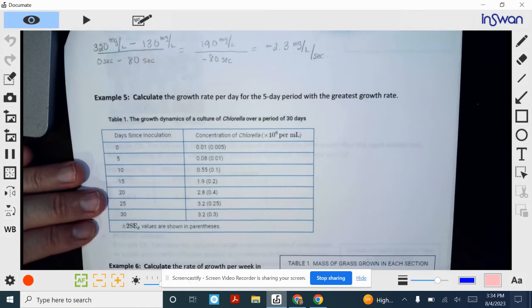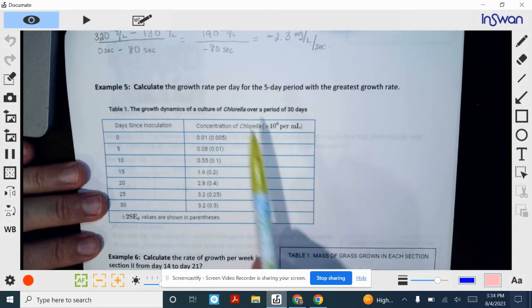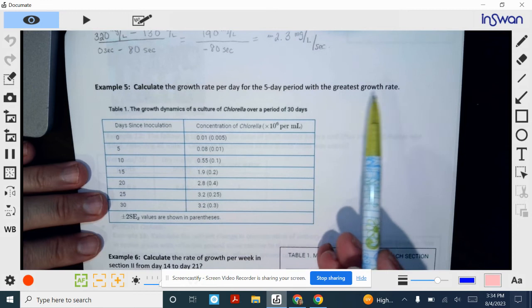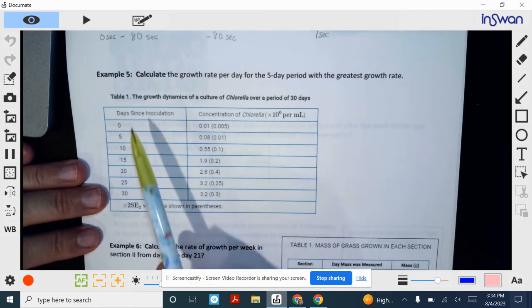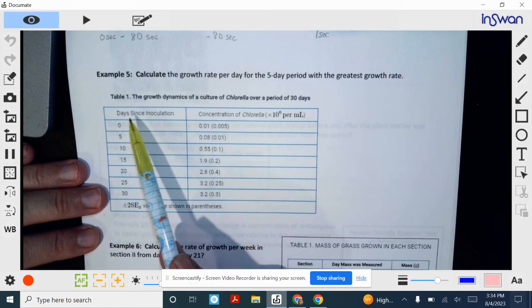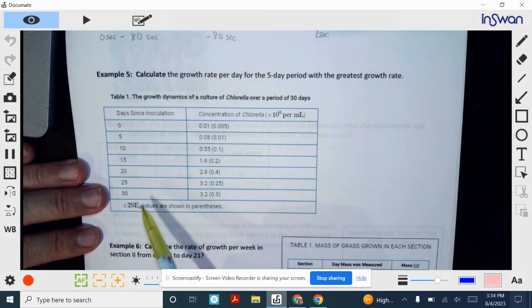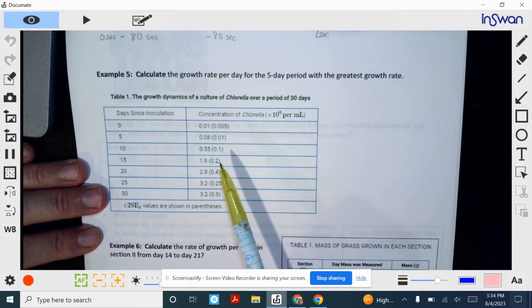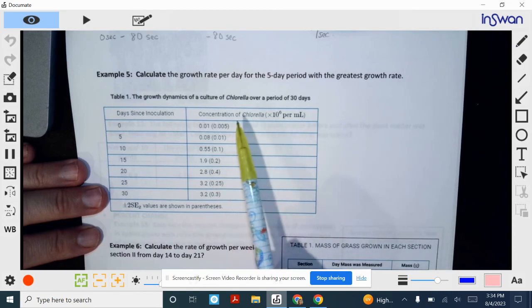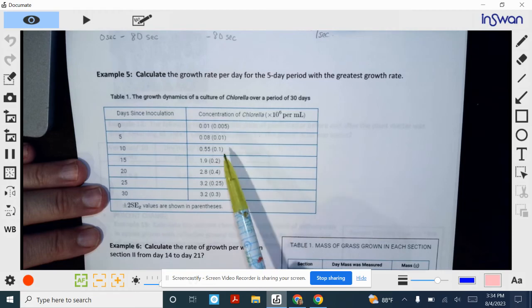They're going to make it tricky. Calculate the growth rate for the 5-day period with the greatest growth rate. Well, they're not giving you your 2 times. You have to go and figure out over here the 2 numbers that you're going to use from this days column. We had the greatest growth rate. So we need to go see where there was a change in something, change in the chlorella, and there was a lot of change at a period of time.